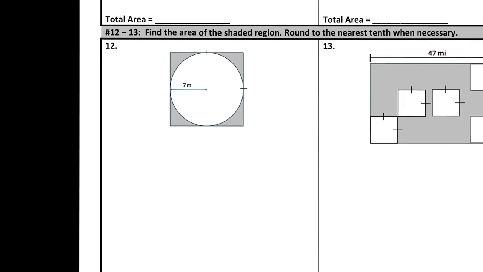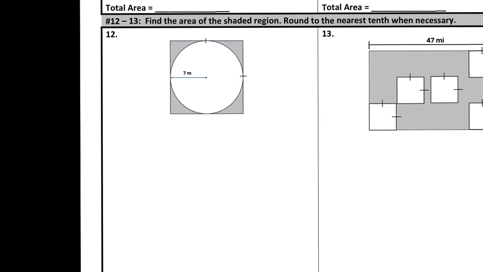Okay, then we have shaded regions. Remember, we find the area of the whole entire thing and then subtract the part that is not shaded. So we have a square and we have a circle. So you're going to have to find the area of the square using area as our side length squared and find the area of the circle using pi times the radius squared. Remember, the radius goes halfway through, the diameter goes all the way through.